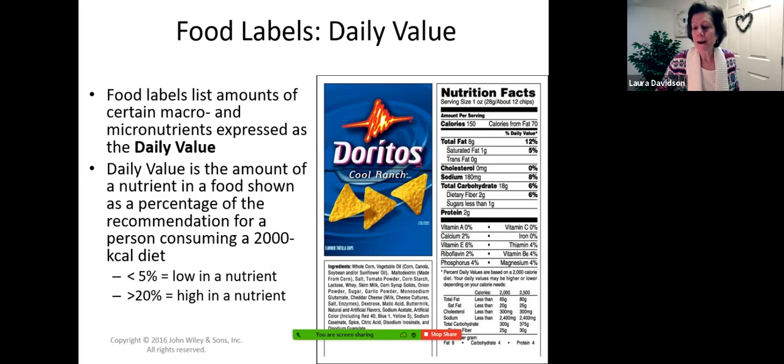There's one other part of this food label that I think is really important to understand, and you will see a test question on this, and that is the percent daily value.